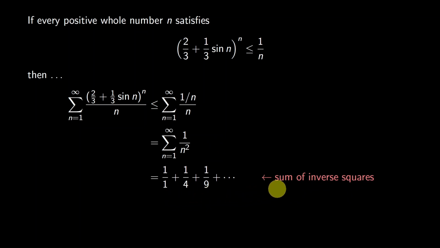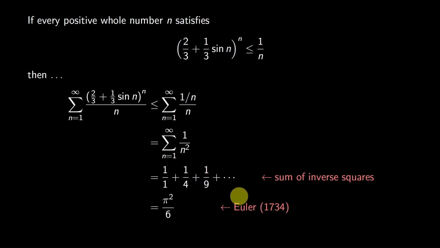Do you remember what the inverse squares add up to? They add up to pi squared over 6, around 1.64. That's a spectacular result due to Euler from 1734. In particular, the series converges. We didn't need the exact value. For example, it's pretty easy to show that the sum of the inverse squares is less than 2.